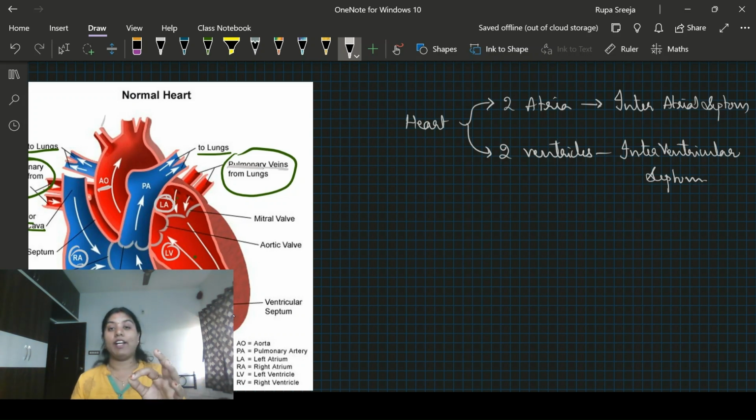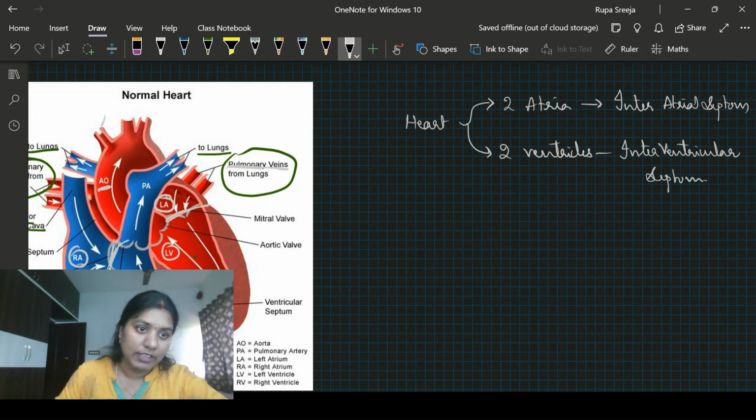As we already know, the walls of the ventricles are a bit thicker than the walls of the atria. Why? Because the ventricles have to pump blood throughout the body. Now, these atria and ventricles are separated by the atrioventricular septum, like this.